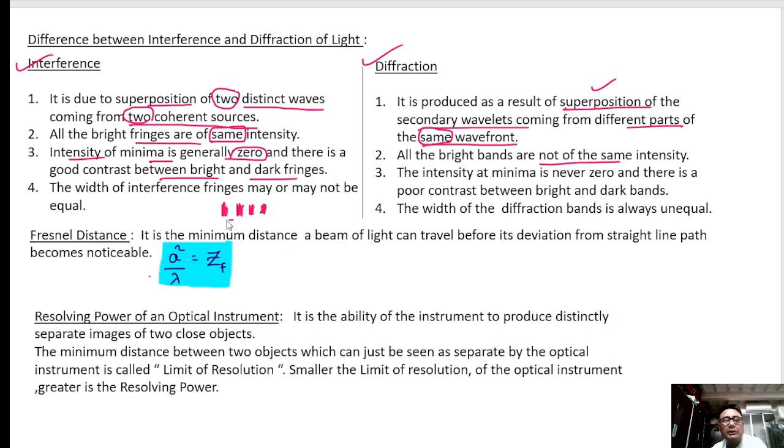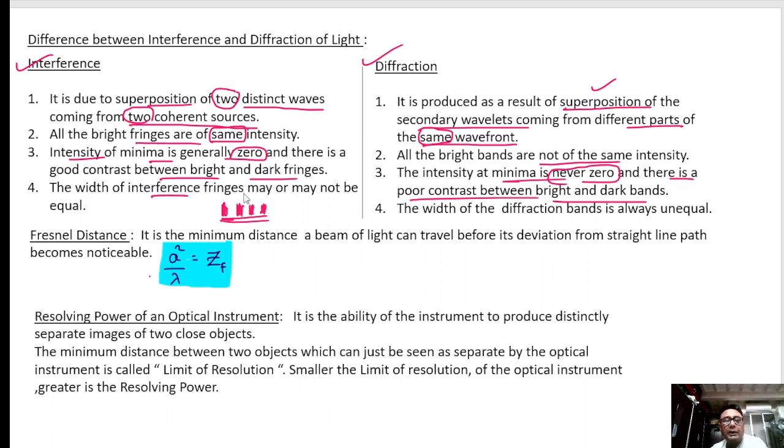So intensity you can easily differentiate, but here in diffraction the minima is never 0, and there is a poor contrast between bright and dark bands. That means, because intensity goes on decreasing, when you move out of the central band you will never be able to distinguish which is a bright band and which is a dark band. But in interference this will continue.